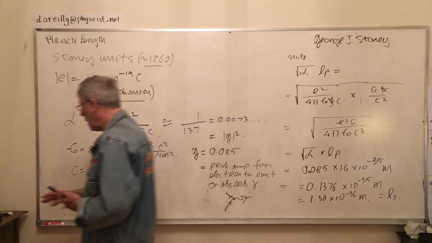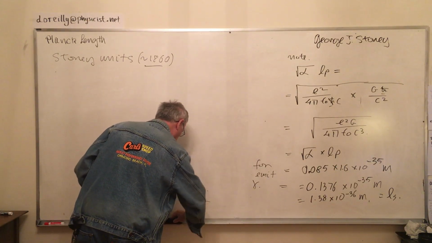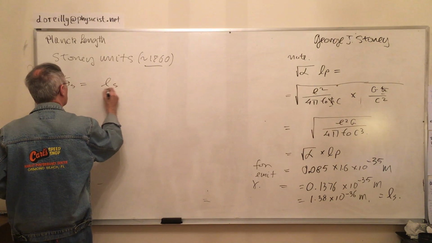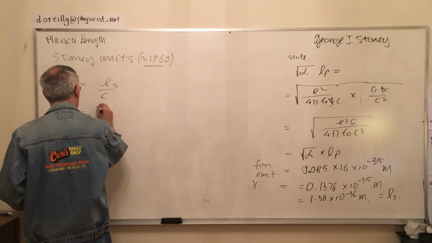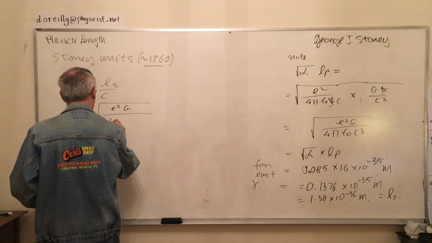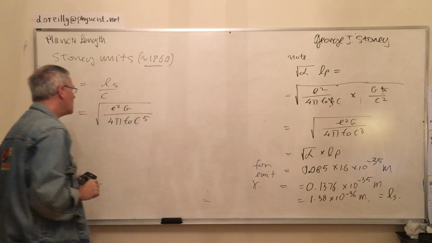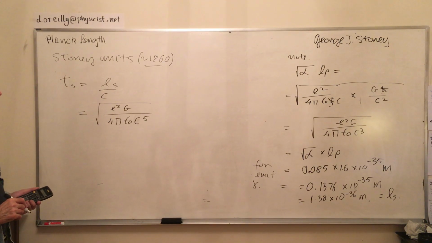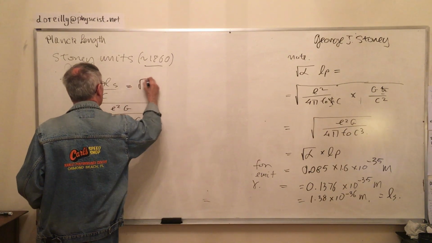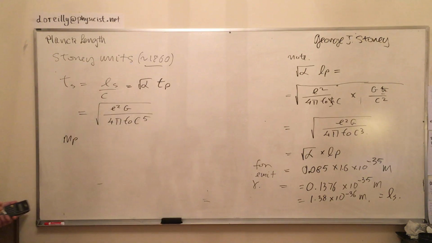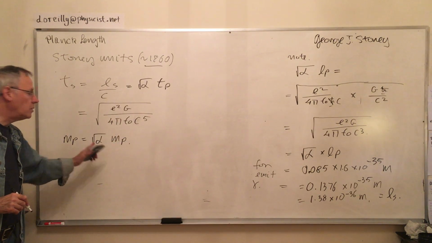We can also therefore talk about the Stoney time. Well, Ts is going to be Ls over c. No h cross. That looks like the Planck time, except that it's got an e squared instead of the h cross, okay? Now that's the same as multiplying the Planck time by root alpha. Similarly, to get rid of the h cross in the Planck mass, we do the same thing, and that's your exercise.